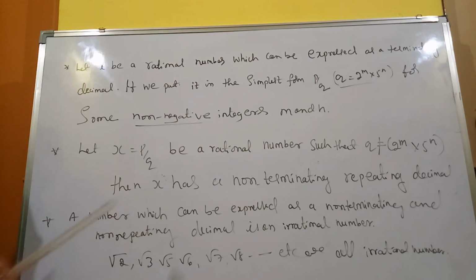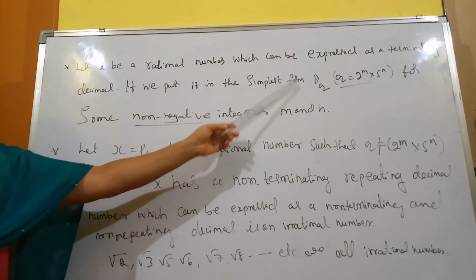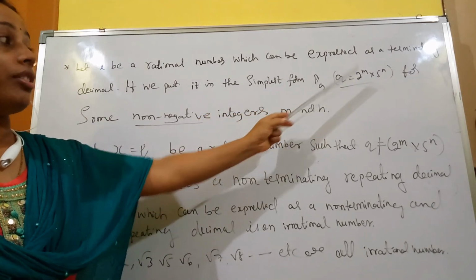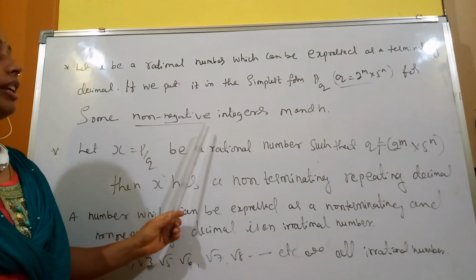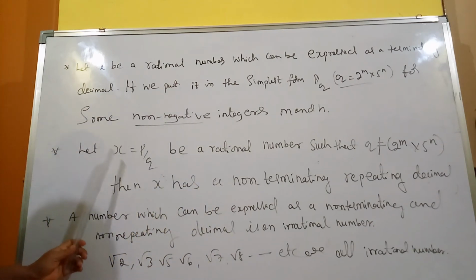So let x be a rational number. If it is a rational number, we have to express it in the simplest form p by q. The p by q is in the form of 2 power m into 5 power n, for some non-negative integers m and n, mandatory.